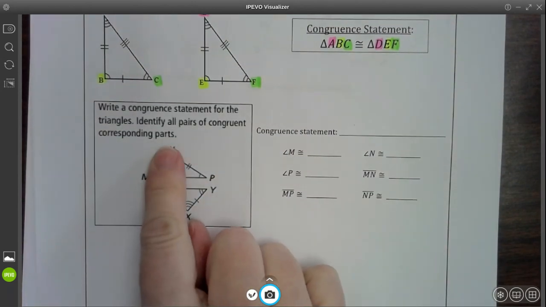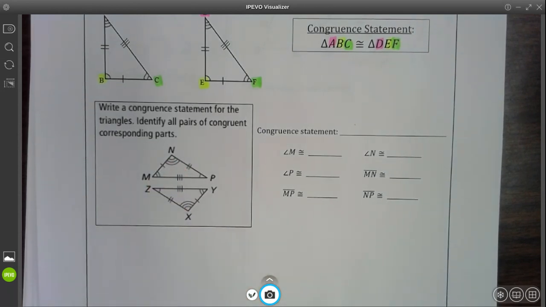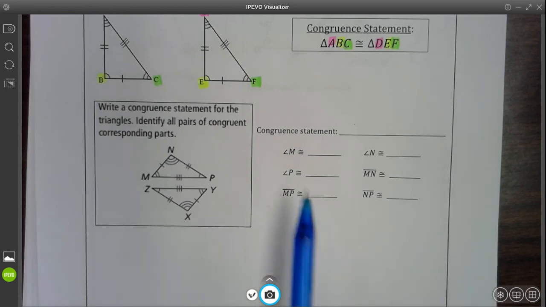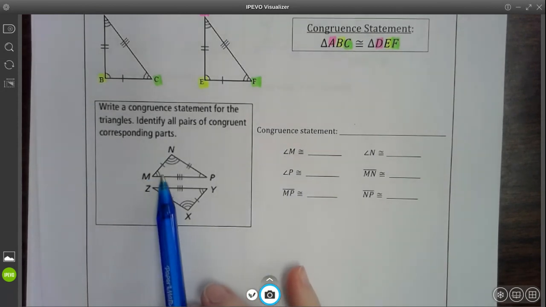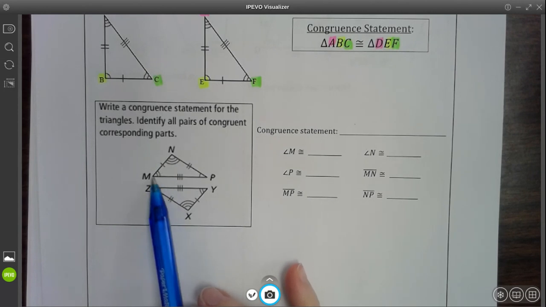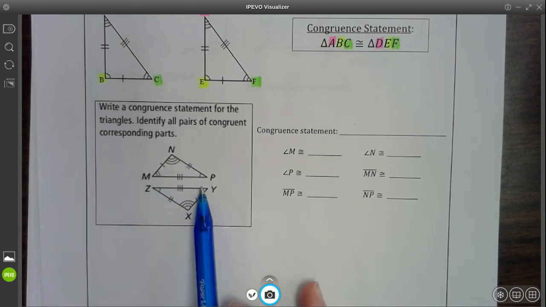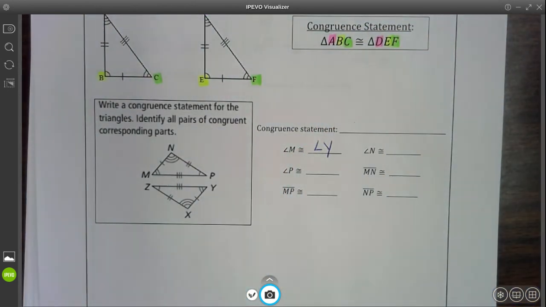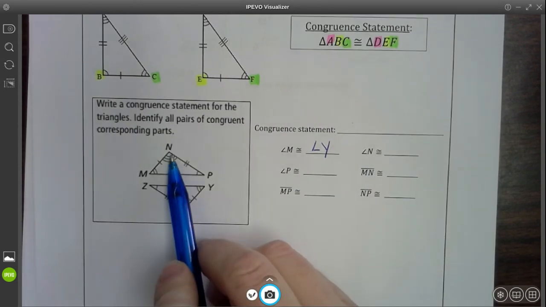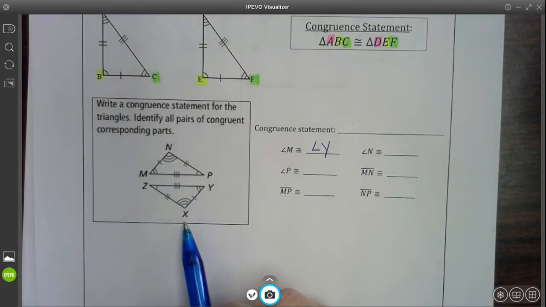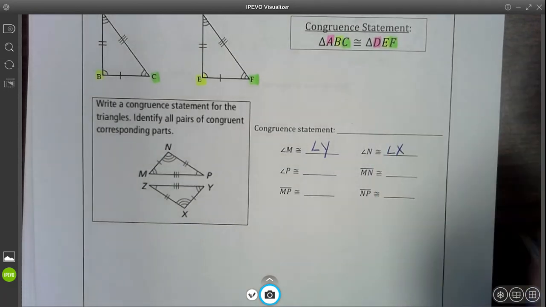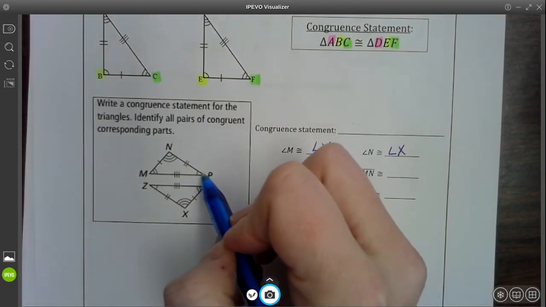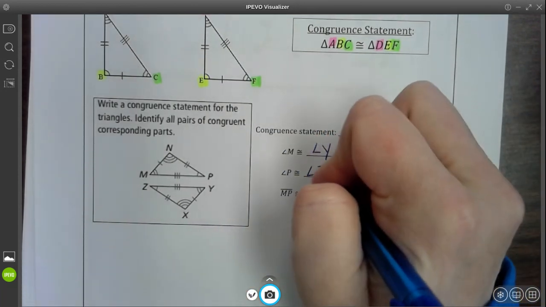Here it says write a congruent statement for the triangles. Identify all pairs of congruent corresponding parts. I'm going to wait on the congruent statement for a little bit. Angle M has two arc marks on it, so it's going to correspond with the two arc marks here. So angle M is congruent to angle Y. Angle N has 1, 2, 3 arc marks on it, and here angle X has 3 arc marks. So those are congruent. Angle P has 1 arc mark, and angle Z also has 1.